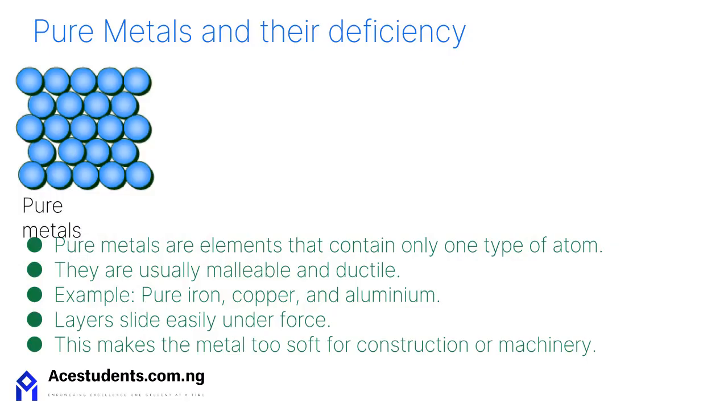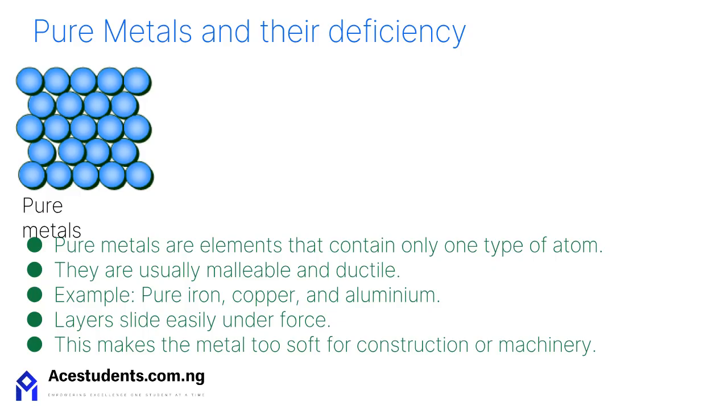Let's start with pure metals. A pure metal is made up of only one type of atom. These atoms are arranged in layers that can slide over each other easily. That's why pure metals are soft, malleable, and can be easily shaped. However, this softness can make them unsuitable for many uses.